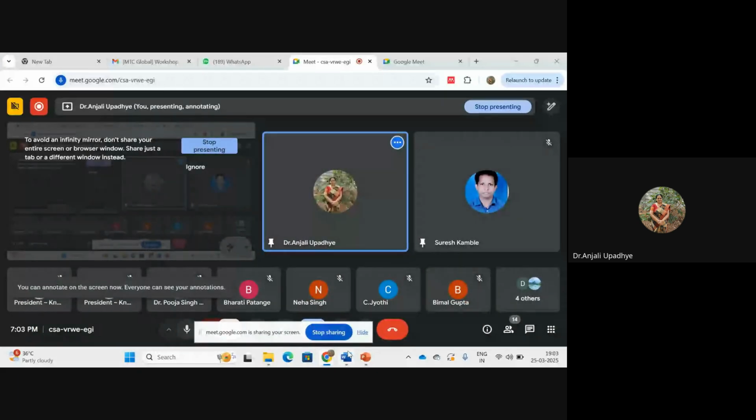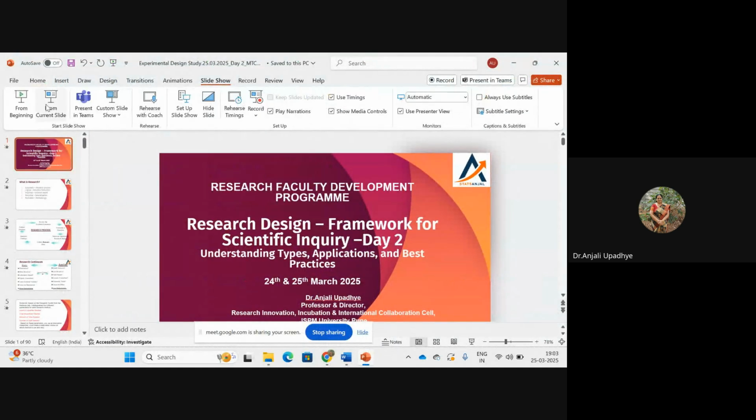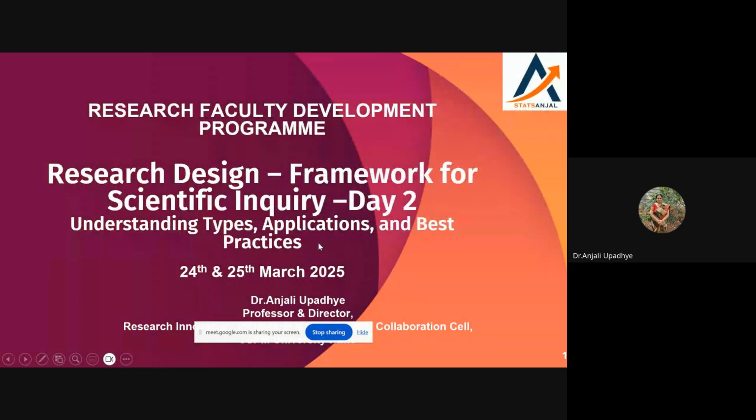Okay, so I will share my PPT over here. One sec. Okay, is it visible to all now? Yes, ma'am. So this is Research Design Part 2, a research design framework for scientific inquiry.